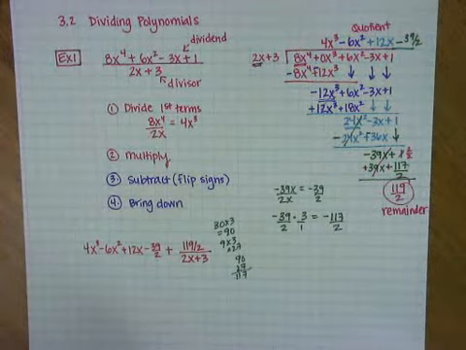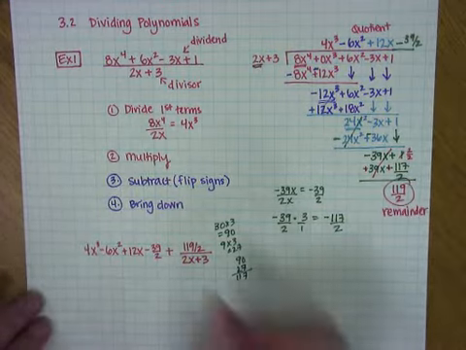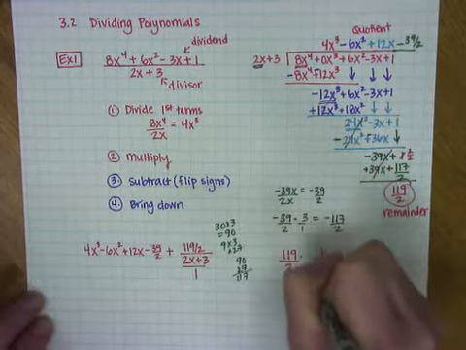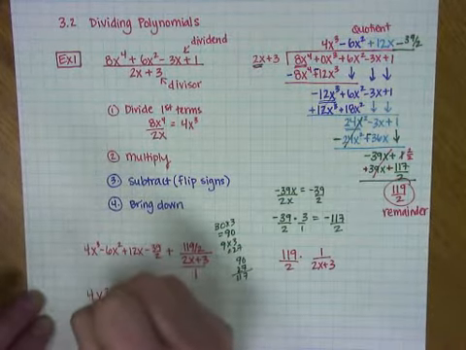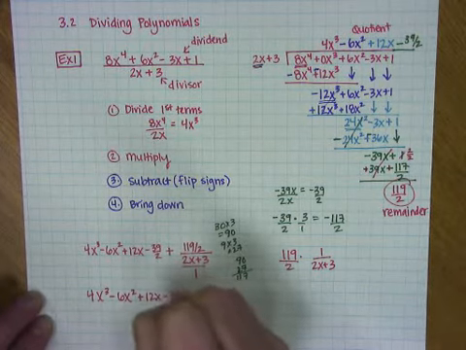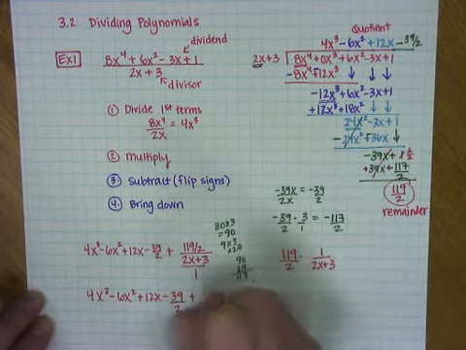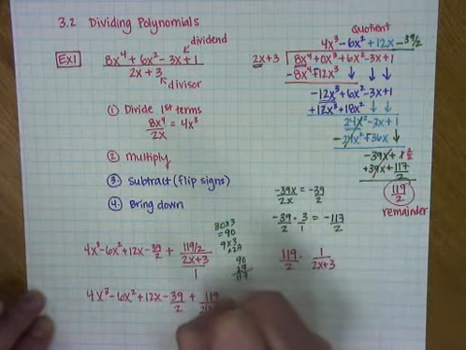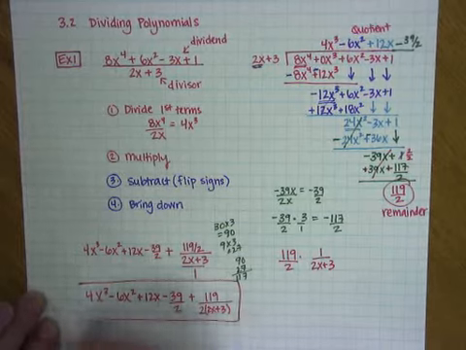And then, oh goodness, technically we shouldn't have a triple-decker fraction here, so we should do dividing fractions as easy as pie: flip the bottom and multiply. So our real answer would be 4x cubed minus 6x squared plus 12x minus 39 over 2 plus, let's see, 119 times 1 is 119, and we have 2 times 2x plus 3 on the bottom there. Here is the answer to our long division problem.